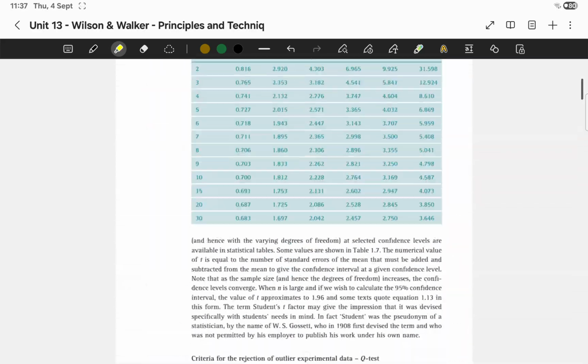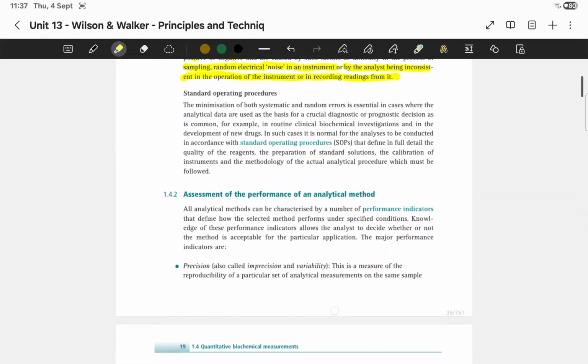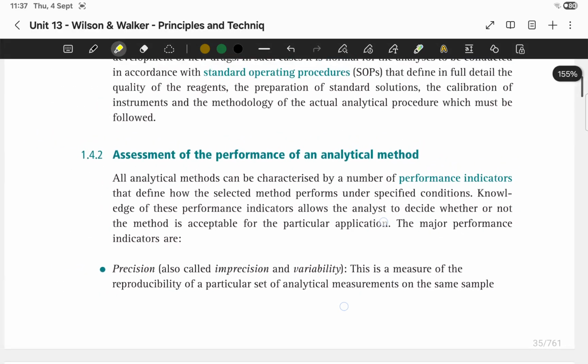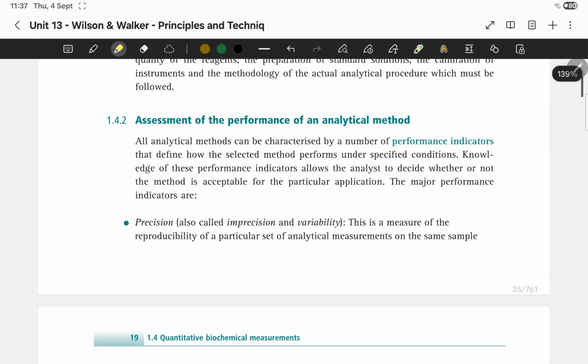So now we are going to do an overview. I'm not going to read line by line. Assessment of performance of an analytical method.